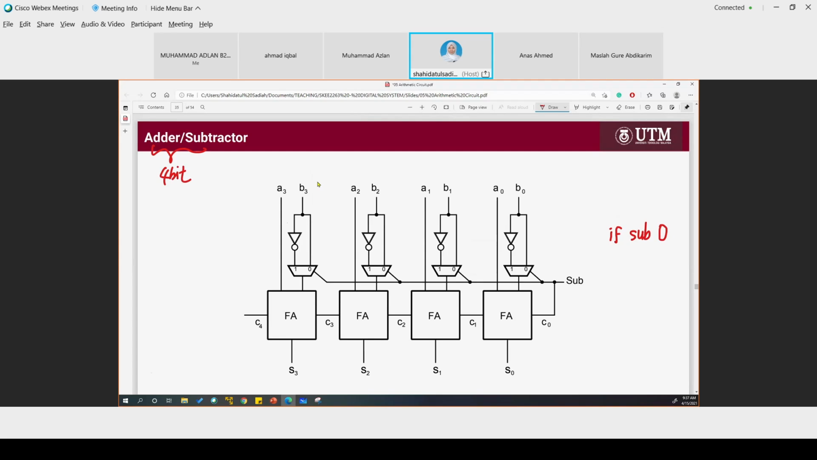4-bit adder and subtractor, and the multiplexer here will choose whether we want to do adding or subtracting. The input that chooses whether we want to do subtraction or adding is the sub. So if sub is 0, we are doing adding or subtracting.